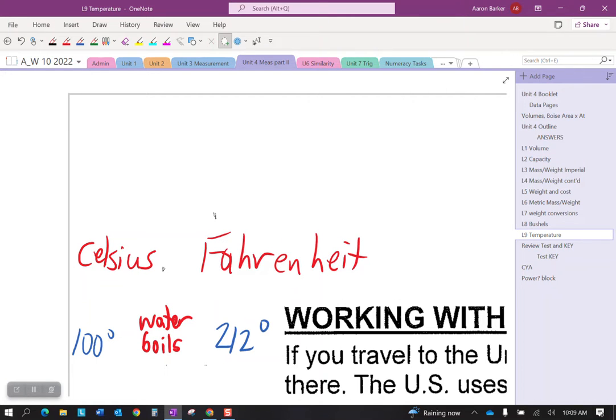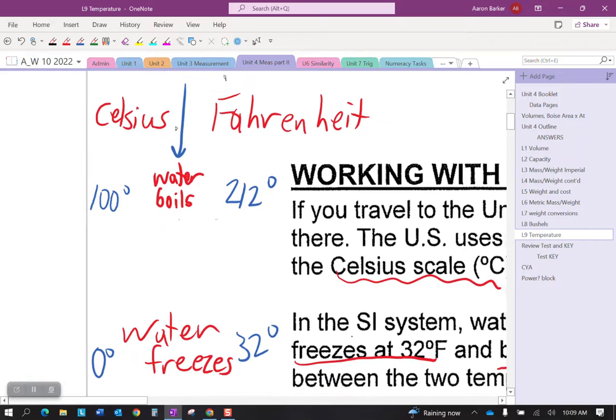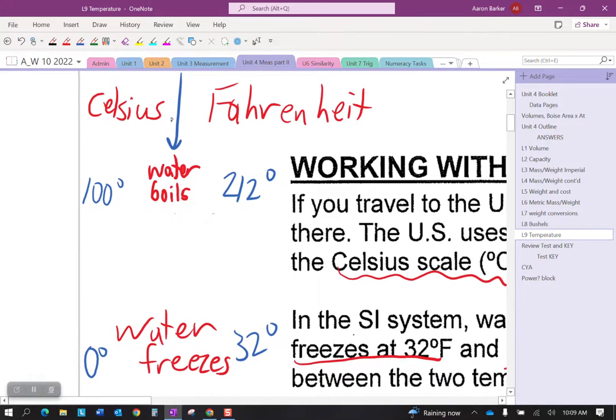Good. Going down the scale, we have water freezes. For Celsius, water freezes at 0 degrees. For Fahrenheit, water freezes at 32 degrees. Plumbers, bakers, you're the ones who need to know stuff like this. And also when talking to your grandparents, a lot of them are way more familiar with Fahrenheit. Kind of strange, just the way it is.